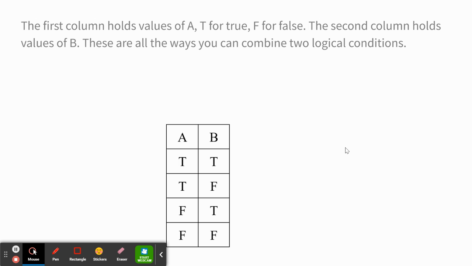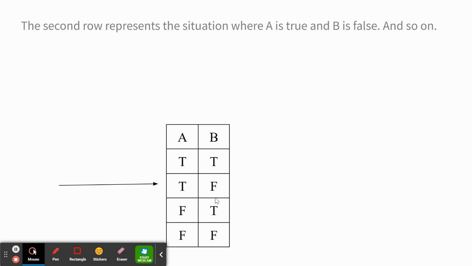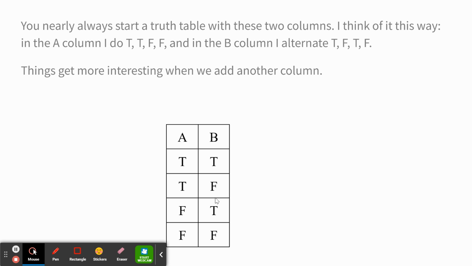So the first column holds values for A. We're talking true, true, false, false. And the second column holds the B values. And these are all the ways you can combine true and false with two variables. So the first row represents where both A and B are true. See, that's why they both have T's, TT. And the second row is where A is true and B is false, and so on. And you nearly always start a truth table with these two columns, A and B.